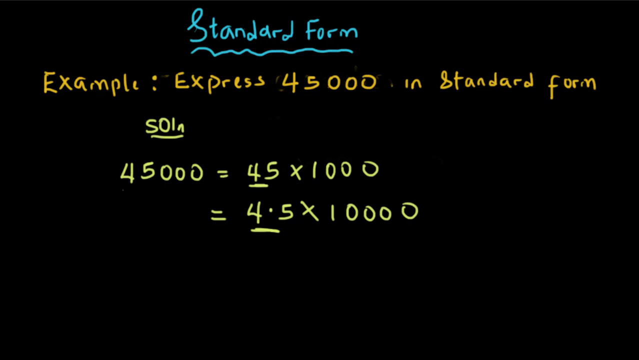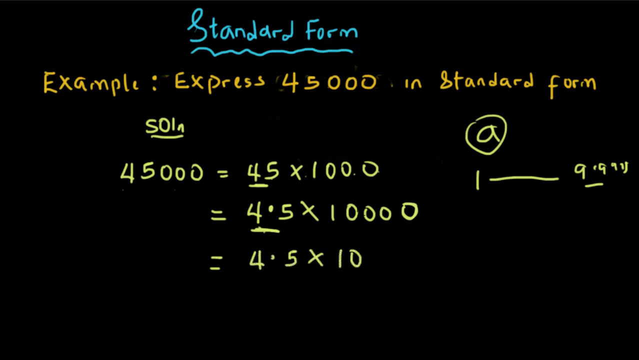Look again. 45,000 is 45 times 1,000. But remember, in standard form, a must be between 1 and 9.9999. Now 45 is greater than 9.9999. So we shift the point to get 4.5, and when we shift the point, we add 0. Does that make sense? So this will be equal to 4.5 times 10 raised to power... How many zeros do we have? 4 zeros. 4.5 times 10 raised to power 4. Does this make sense? Let's take one more example.